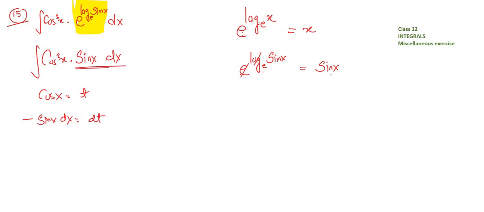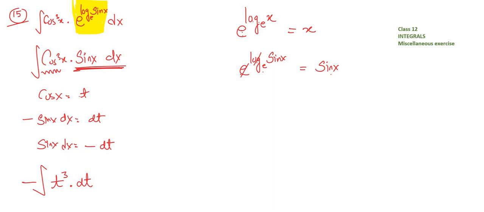And what is sin x dx? So sin x dx is minus dt. Correct? Perfect. It is minus dt. So let me put it here. Cos x is t. So what will it become? t cube. Correct? And this will become minus dt.